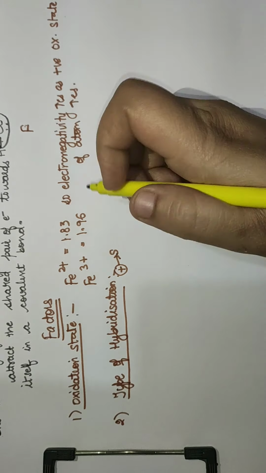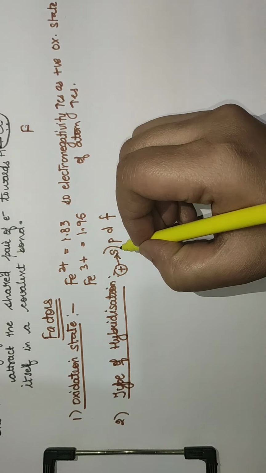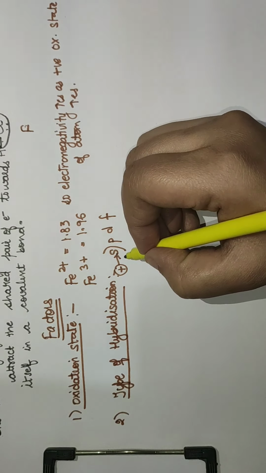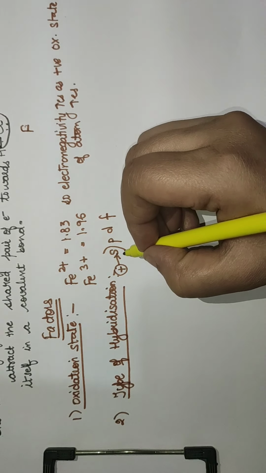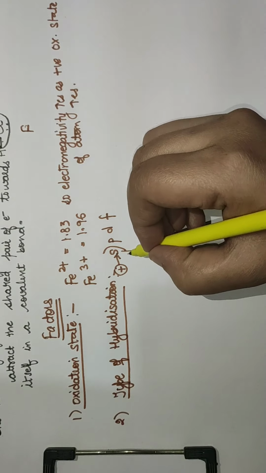So out of s, p, d and f, the s orbital is the closest. So s orbitals are nearer to the nucleus than p, d and f because of their higher penetration power.